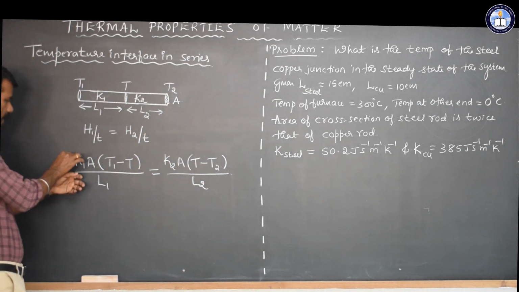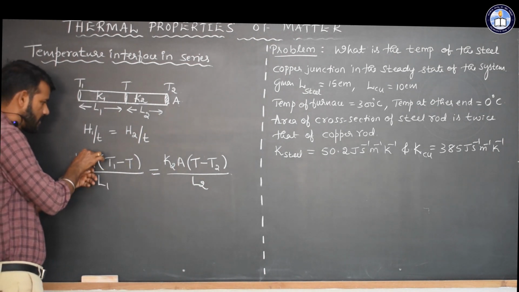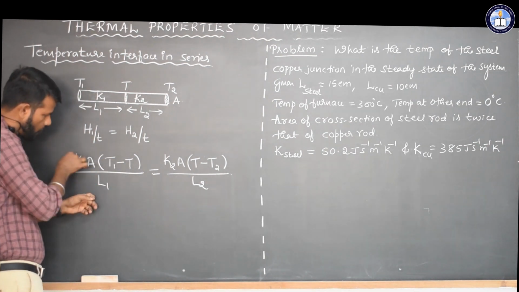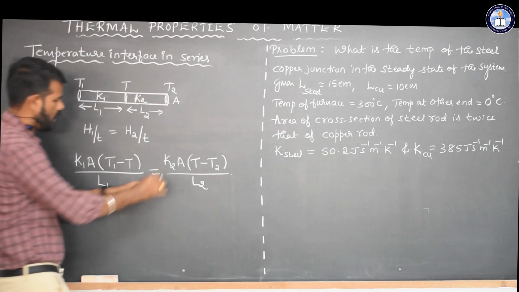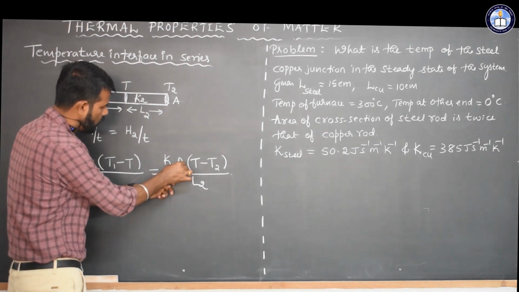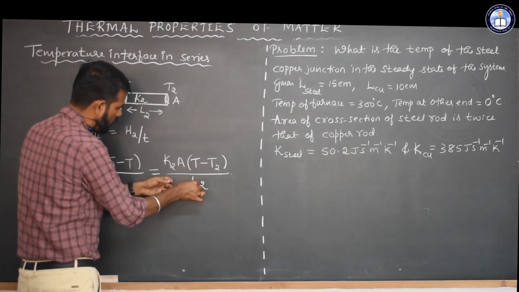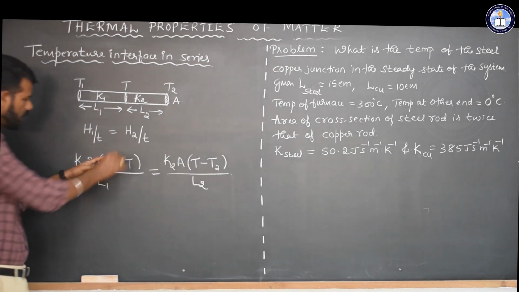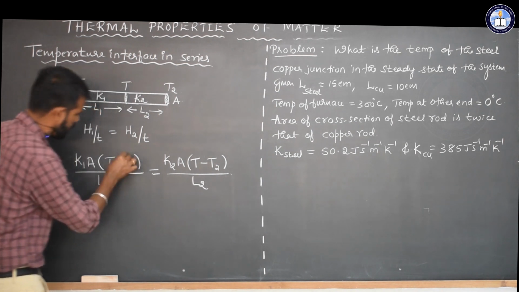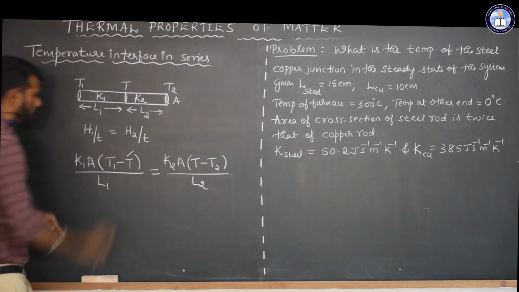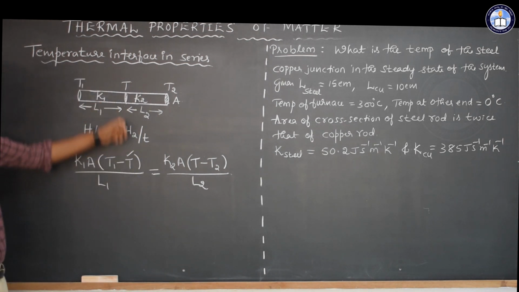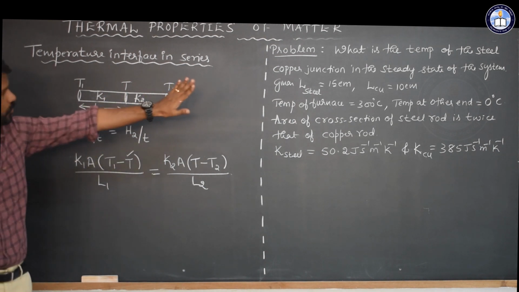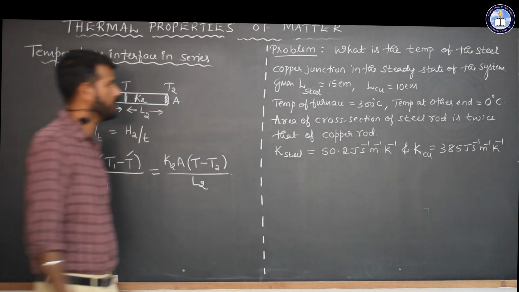Here the values of K1, area of cross section, T1, and L1 are known values and T is the unknown. Similarly here K2, A, T2 as well as L2 are known values and T is the unknown. Then by substituting all these values, you can calculate the unknown interface temperature T. Let us see a problem related to this concept.